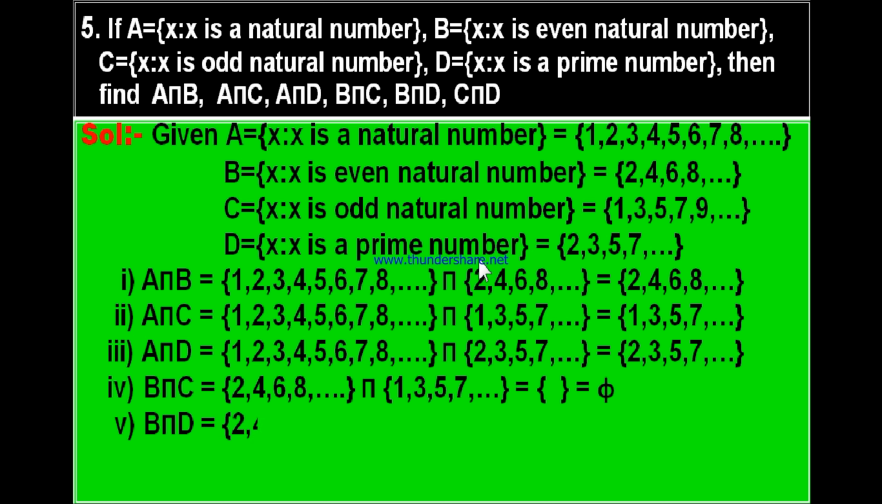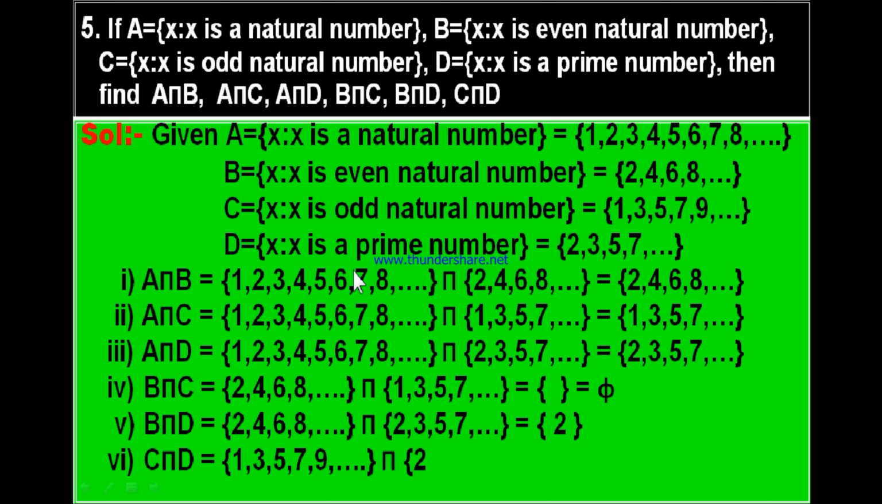And next, B intersection D. Set B is 2, 4, 6, 8 and so on. Intersection set D. D means 2, 3, 5, 7 and so on. Now if you observe both the sets, only 2 is a common element. Therefore B intersection D is equal to the set 2.